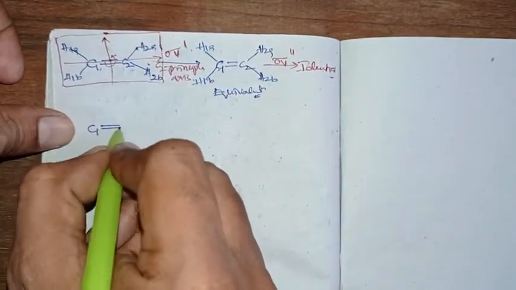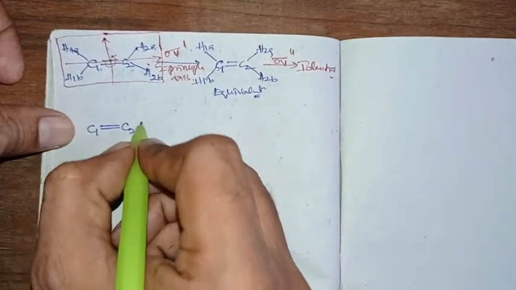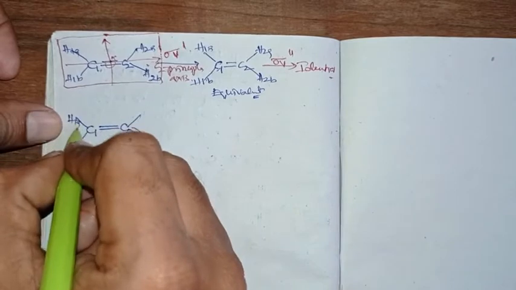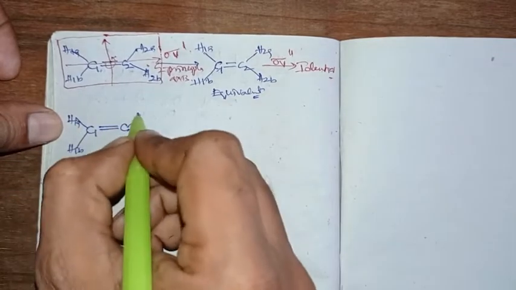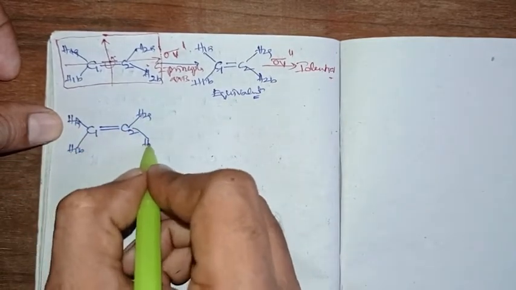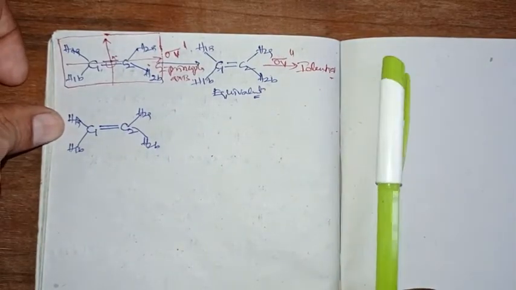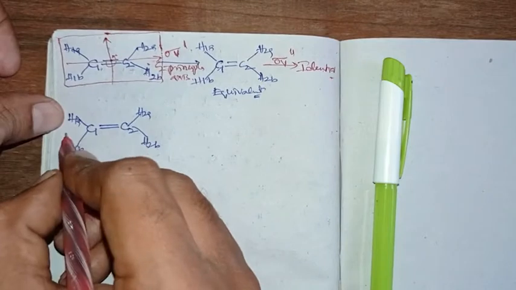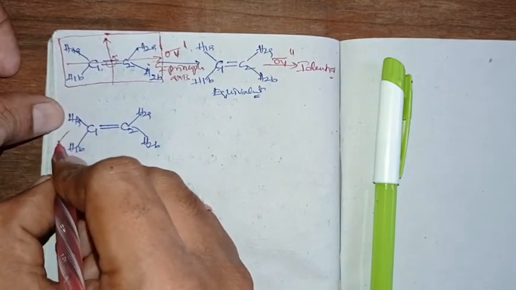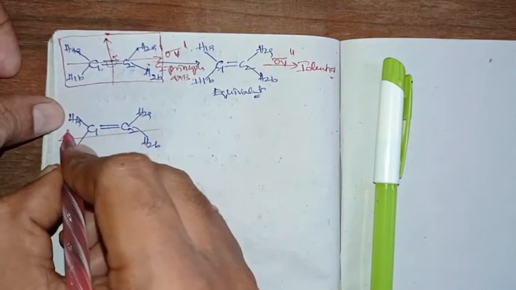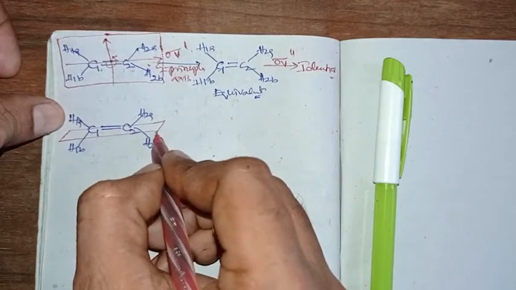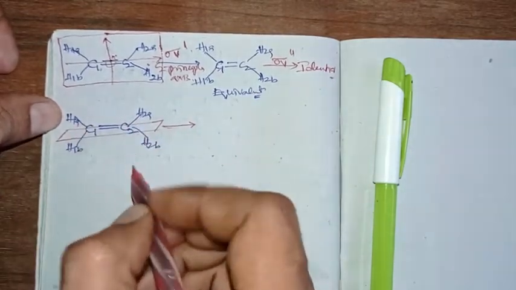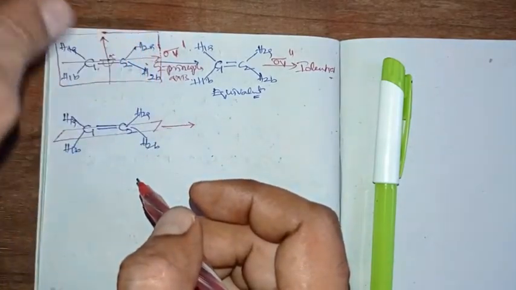And now one more plane, two more planes will be there, not one more. H1a, H1b, H2a, H2b, right. So here, considering a plane passing through the carbon-carbon double bond and the middle of two hydrogens, right.